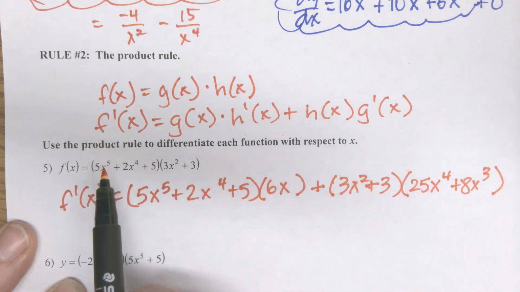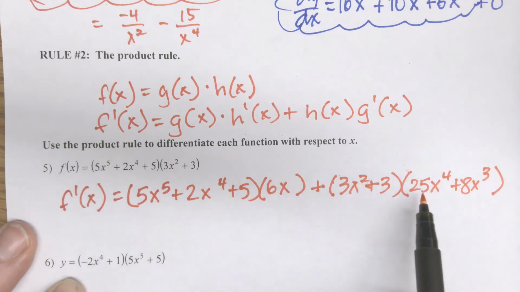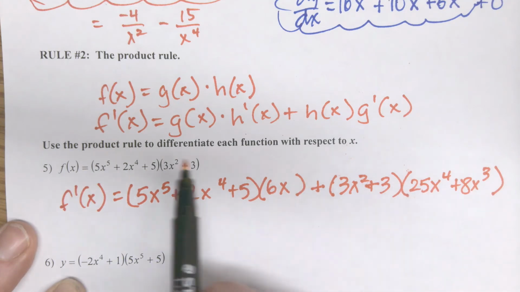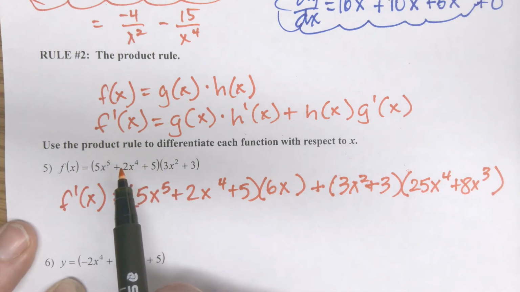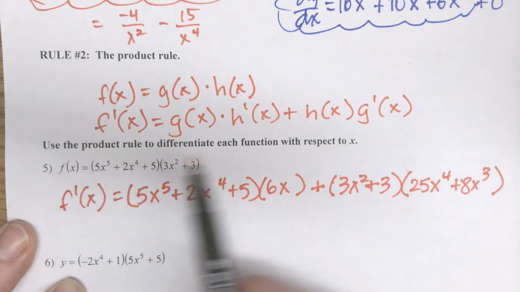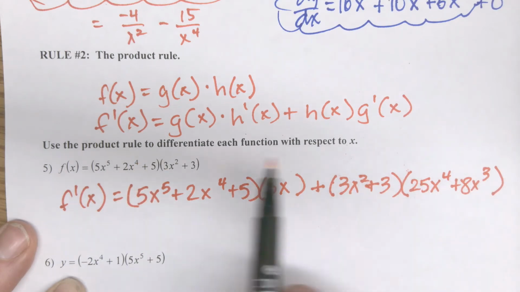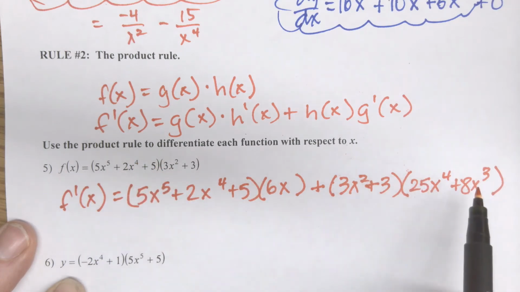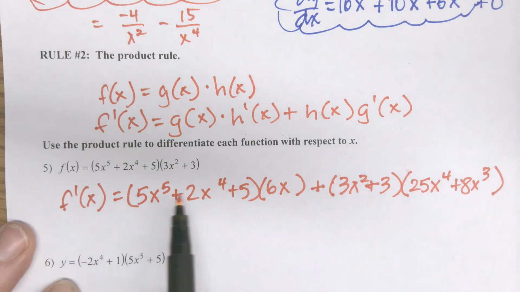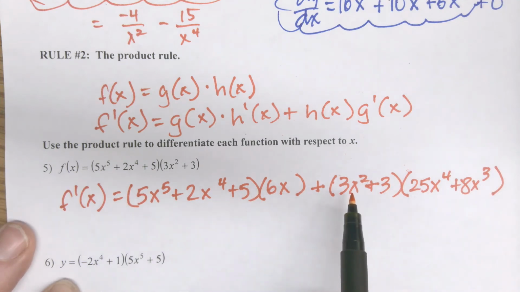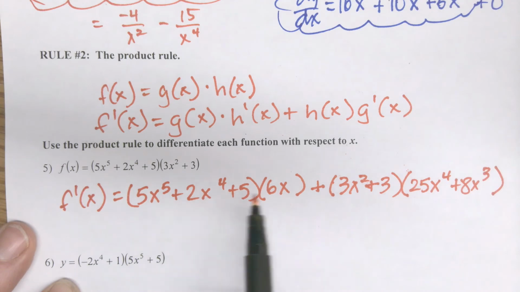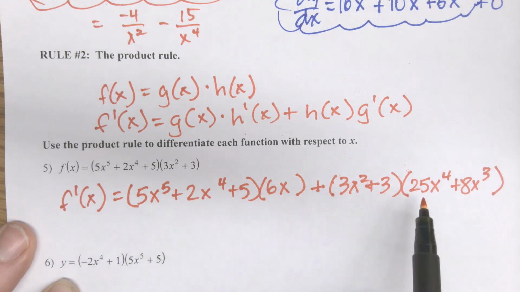So that would be 5 times 5, 25x, lower the power 1. That's how I got 25x to the 4th. Plus 4 times 2, 8x to the lower the power 1, x to the 3rd. And then the 5 becomes a 0. So first d second plus second d first. First as is, derivative of the second, plus the second as is, derivative of the first.